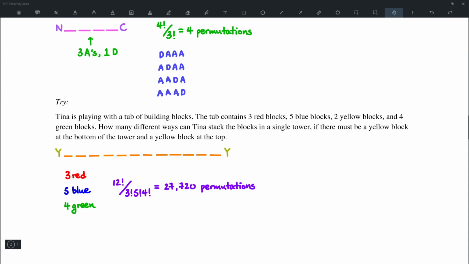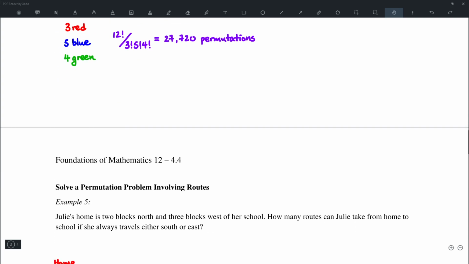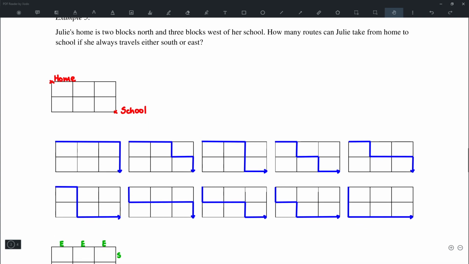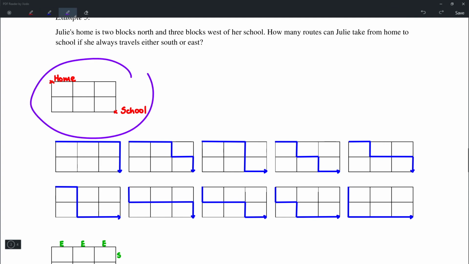Okay, so next is a question that's related, but the setup is a little bit different. So here it says that Julie is trying to go to school from home and only traveling south or east. Okay, and that is the diagram right here. Julie's home is 2 blocks north and 3 blocks west of the school. So again, traveling only south or east, how many routes are there? So there are actually 10 possible routes, and they are drawn here in blue, the 10 different pathways.